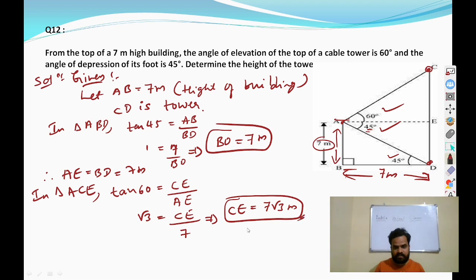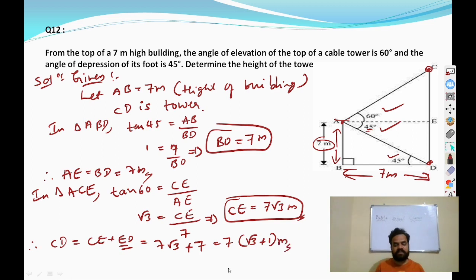See here we got CE, here we got AE. What is CD? CD is equal to CE plus ED. Now CE we got as 7 root 3. I will add 7 root 3 plus ED, which is also equal to AB because both are the same, that is 7 meter. So if I take 7 common in this, what is remaining? Root 3 plus 1 meter. 7 into root 3 plus 1 meter, that is the height of the tower.